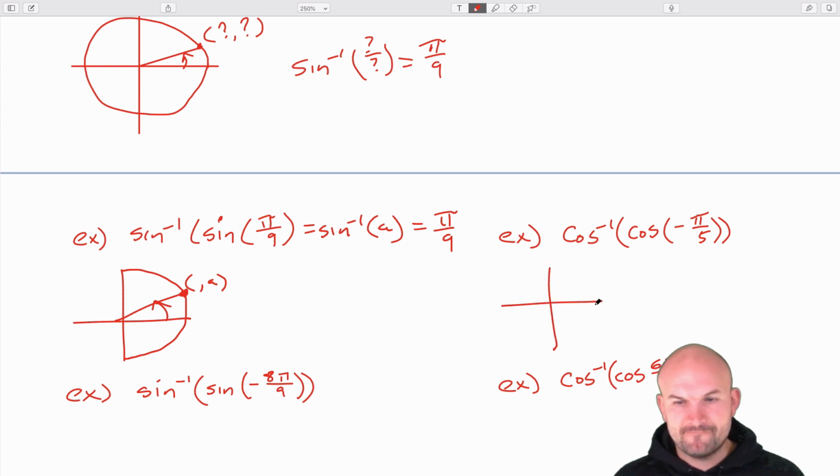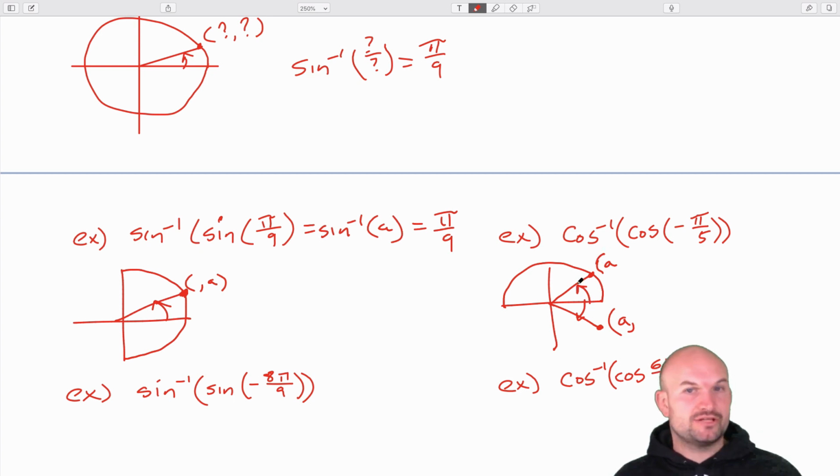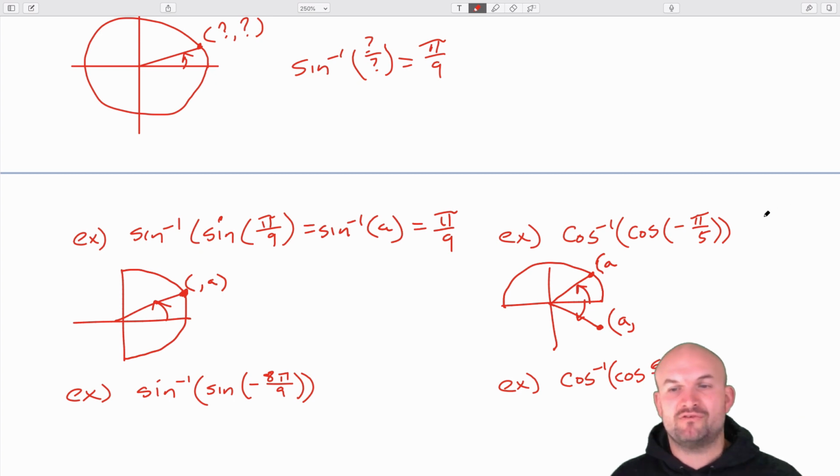Because let's look at this one. When I do a negative pi over 5, that's down here. So, let's call this answer A here. Well, what's important about A? Is A positive or is it negative? Well, A is positive, right? So then you say, well, this angle, though, doesn't match my restriction. So my angle then has to be up here, right? Because I still need to get a positive A, but I have to match the restriction. So instead of doing negative pi over 5, I need to do the positive pi over 5.